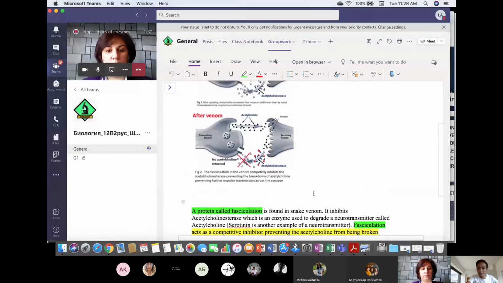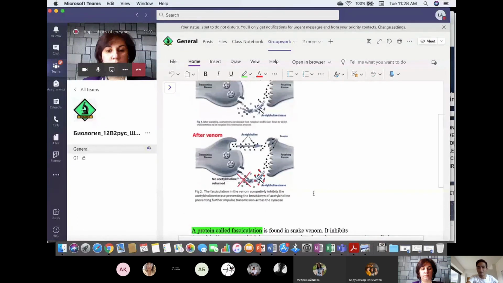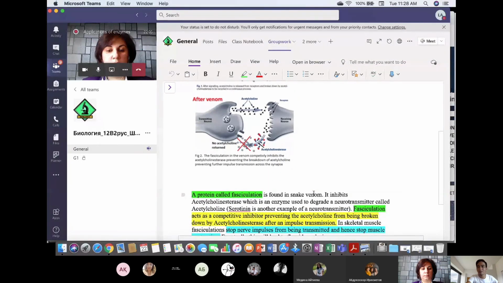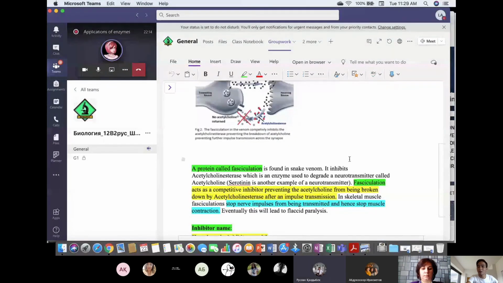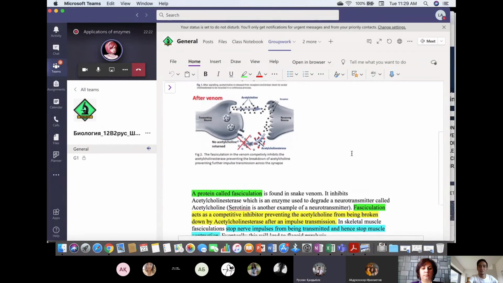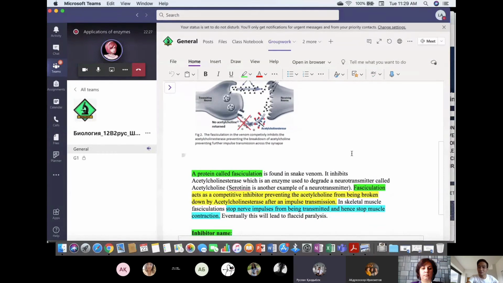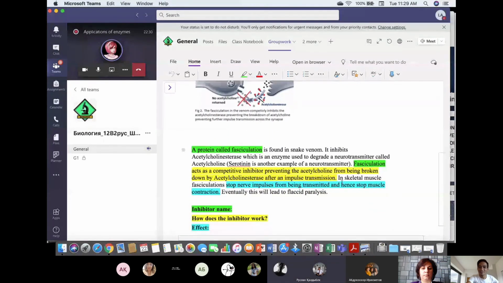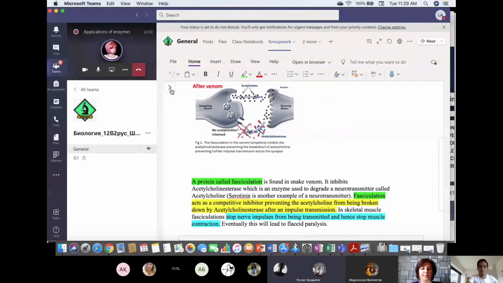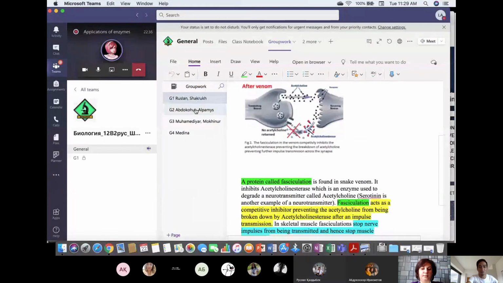Okay, so is this a positive or a negative effect of the inhibitor? Fasciculation. Is this a positive or a negative inhibitor? Positive for who or for what? Is it positive or negative for the person, of course, who's bitten by the snake? Negative for human. Maybe for the snake it is positive, but for humans it's negative. We're talking about the effect in humans.